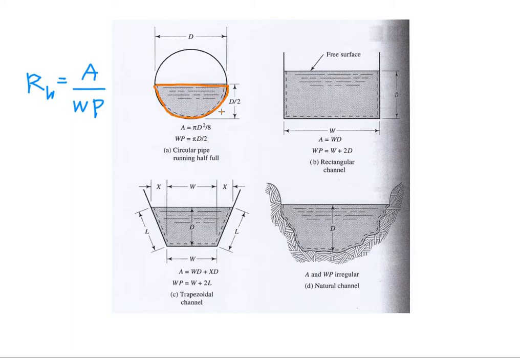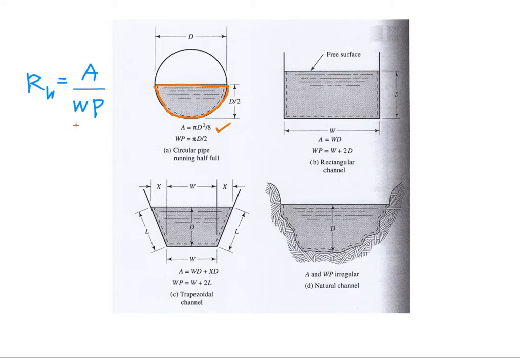So in this situation, we find that A is equal to pi d squared over 8. We know that the total area of the circle is pi d squared over 4, and then we divide it into half, so we get pi d squared over 8. I hope you can understand this one.